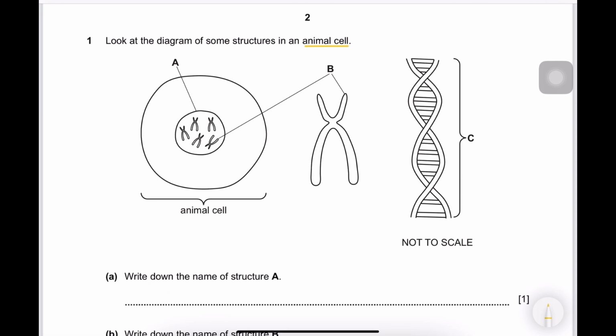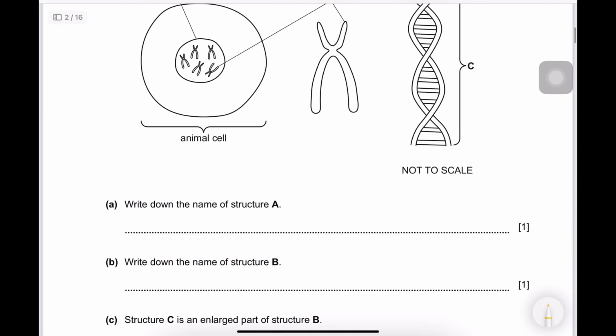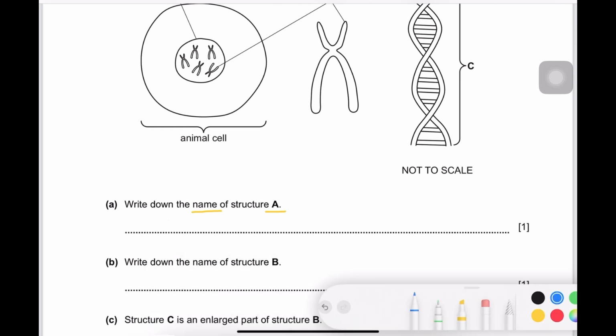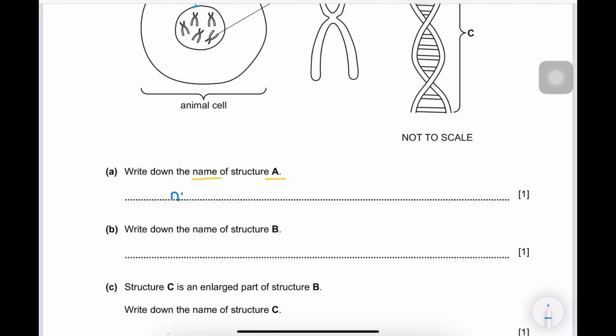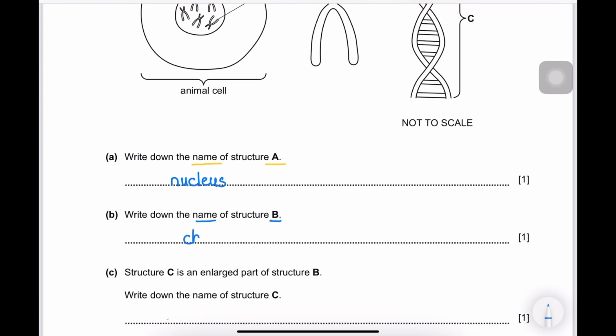Let's get started. Question 1. Animal cell structures. Let's begin with question 1, which shows a diagram of an animal cell. We need to identify different structures. Structure A is the nucleus. This controls cell activities and contains DNA. Structure B is a chromosome, which carries genetic information.